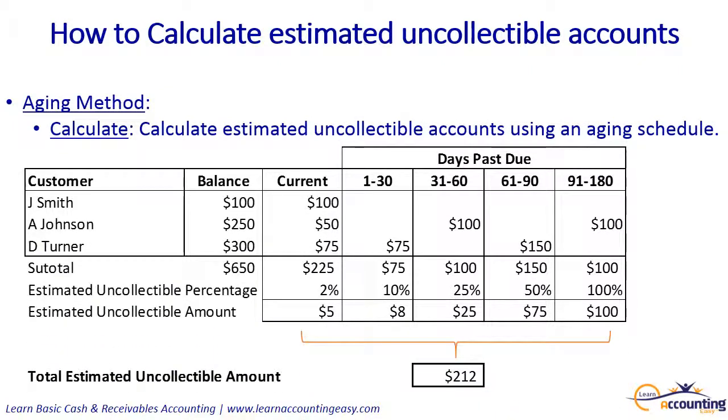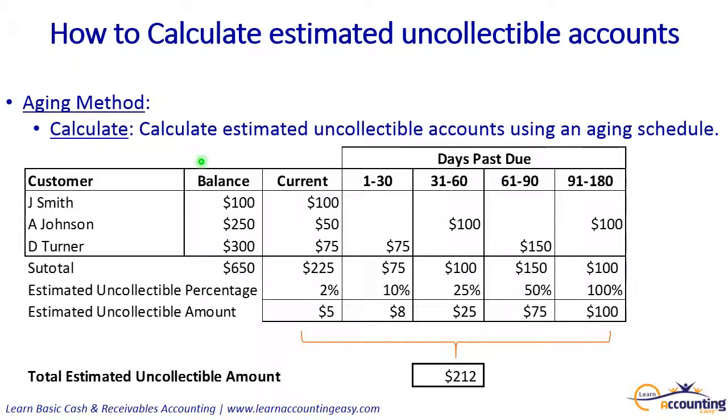Under the allowance method, the second way to calculate our estimated uncollectible accounts is the aging method. All we do, as it says here, is calculate estimated uncollectible accounts using an aging schedule. And this is a very simple example of an aging schedule. What we do is we start at the left, and we notice that the schedule is actually on a customer level. Each customer has their own row.